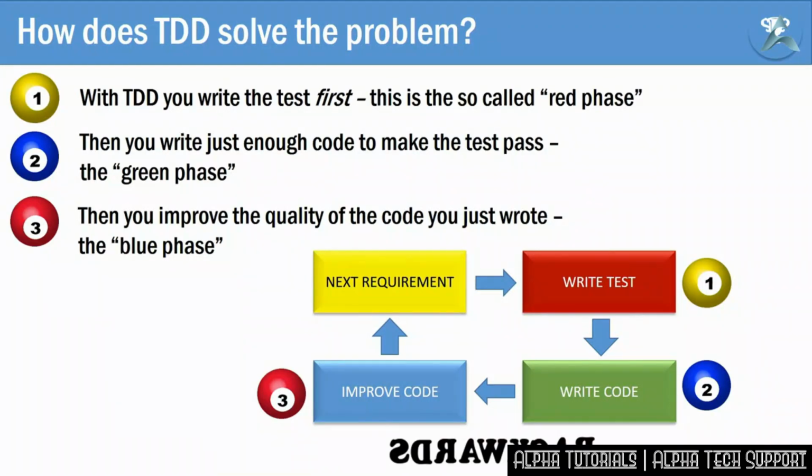This is known as the so-called red phase. Then you write just enough code to make that test pass, the green phase. Then you improve the quality of the code you've just written, the blue phase. The whole approach forces you to write solid programs. A program written from scratch in this way, by definition, has 100% of its code covered by tests.